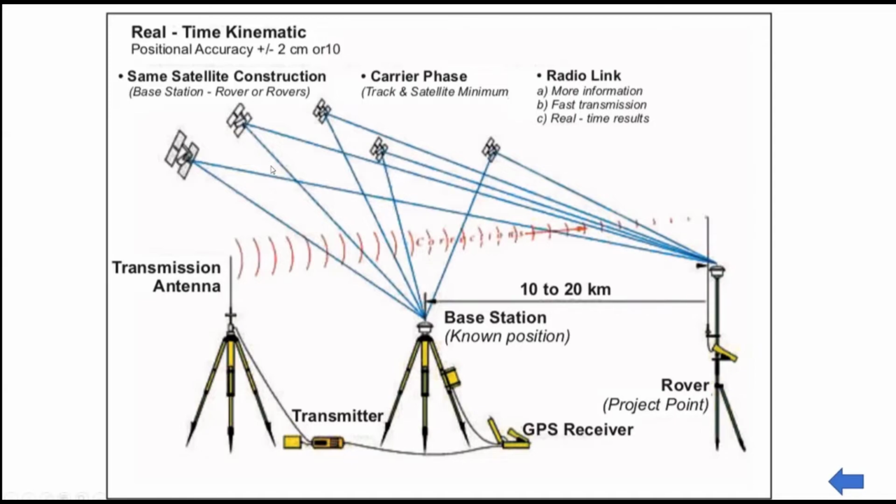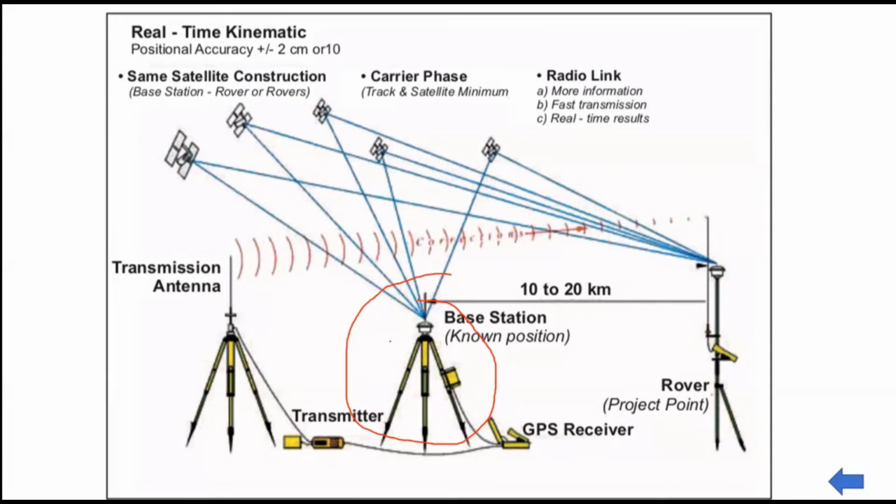And this is the schematic of how the base station is established. Say this is the base station, and this is observing a constellation of 5 satellites, and this is conveying to the rover.